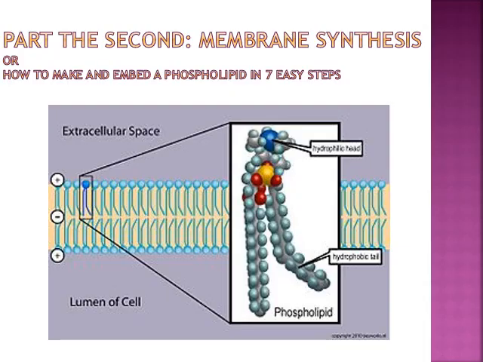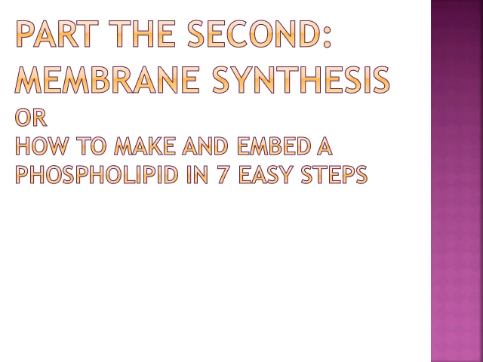So now let's talk about how we build it, how it's created. So membrane synthesis. Where in the cell do phospholipids get built? It's not the nucleus. Okay, that's one gone. It is the ER. Which one? It's the smooth. So we're going to build these phospholipids in the smooth endoplasmic reticulum in 7 steps.